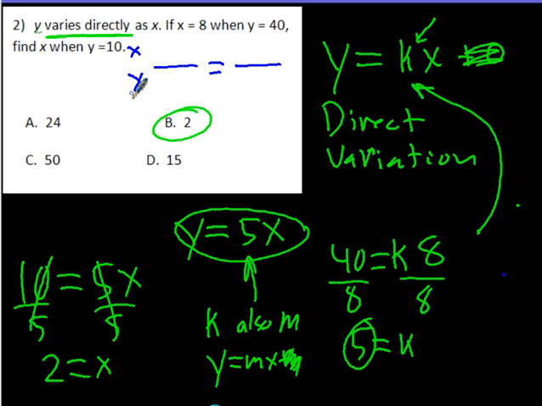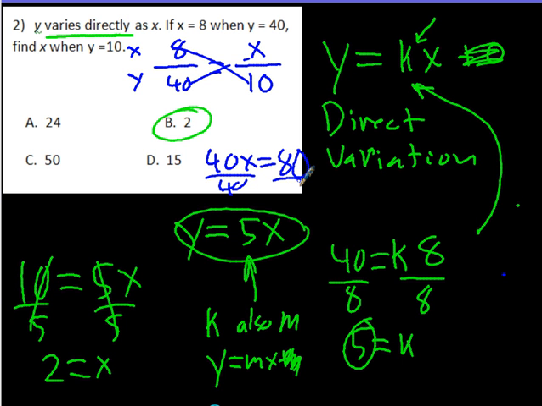It does not matter. You just have to be consistent. If x is 8 and y is 40, what is x when y is 10. I just have to be consistent, okay? And then you can cross products. 40x equals 80, and we get the same result. And probably quicker, right? You can do it either way, too.